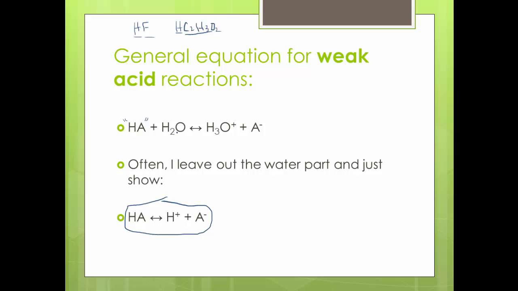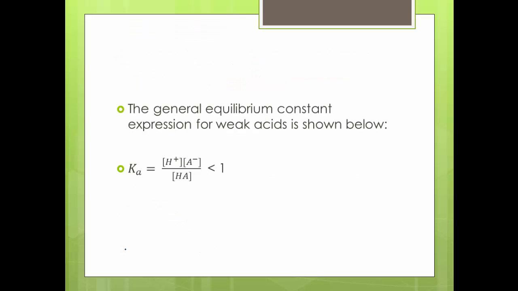The main idea is that it's got this double arrow, and that double arrow indicates that we don't have 100% completion of this reaction. We still actually have a lot of the original acid left over and very little of the ions produced. So if you have 1 molar acid, you're not actually going to get 1 molar concentration of the hydrogen ion. So we're going to talk today about how to actually go about calculating how much you get.